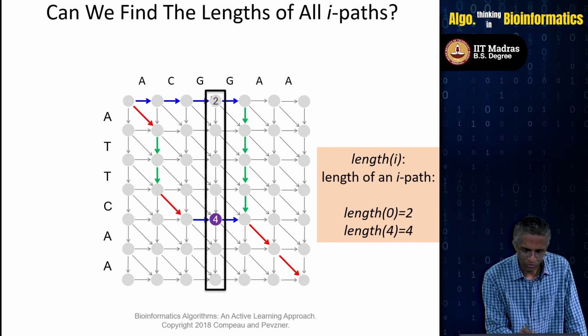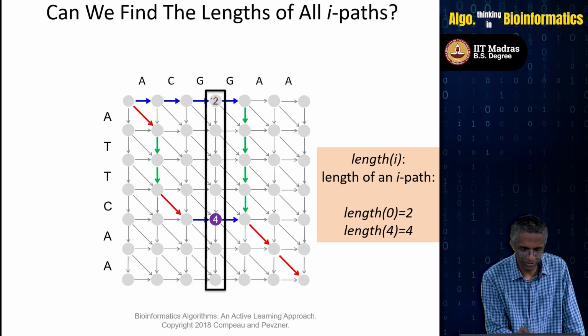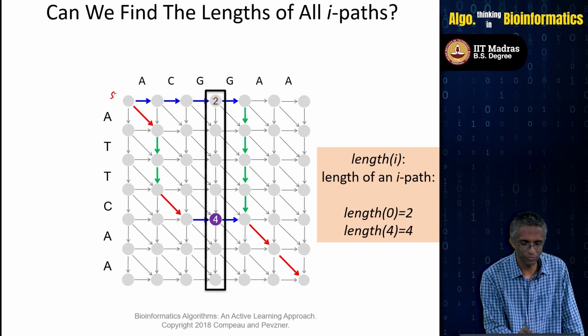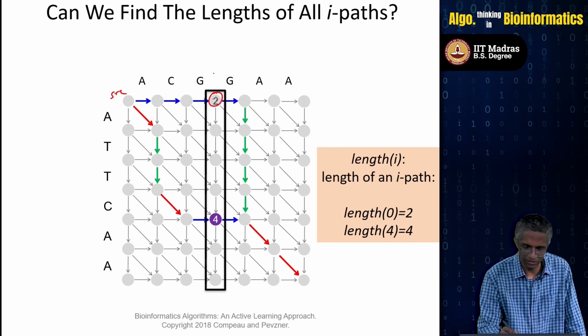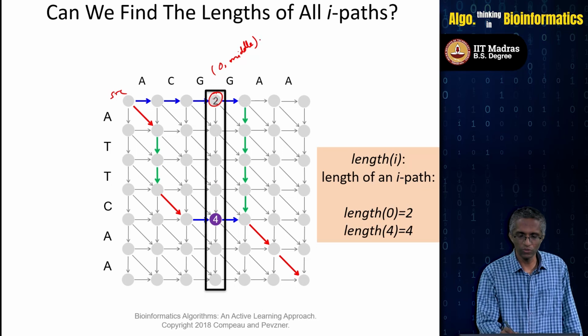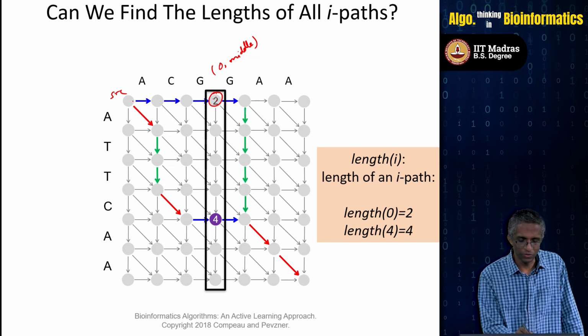And to go through this node, from here to here, there is only one way to reach it from the source. So this node is essentially the node 0 comma middle column. Middle column is the 3rd column. So this node is indexed as 0 comma middle. So you have only one way of going from the source to these 2 nodes, and that is all these blue edges.